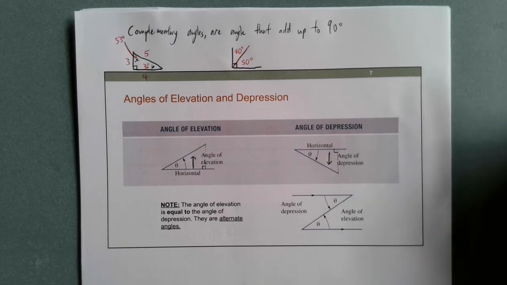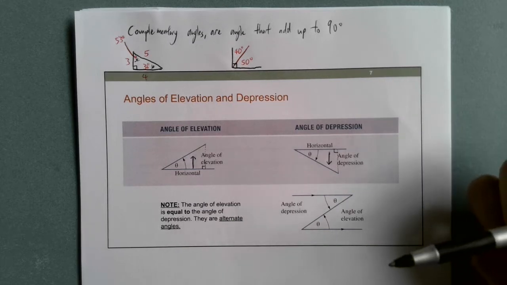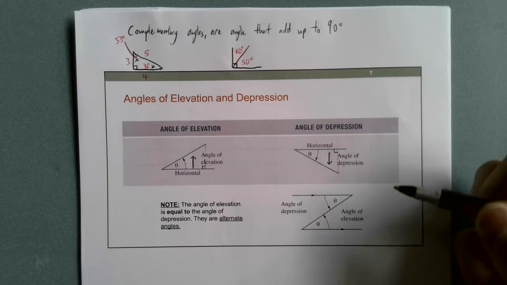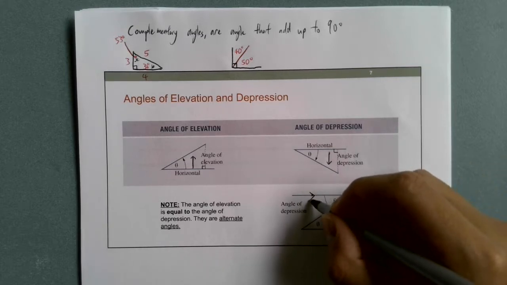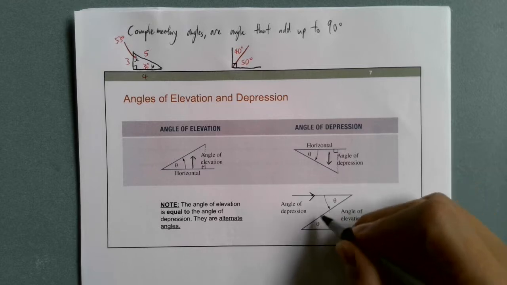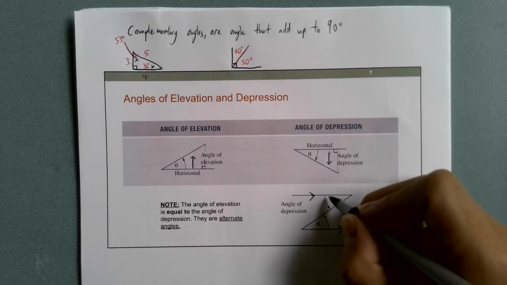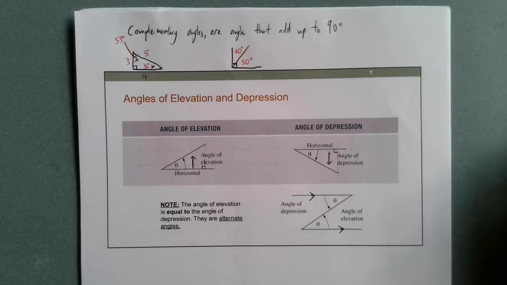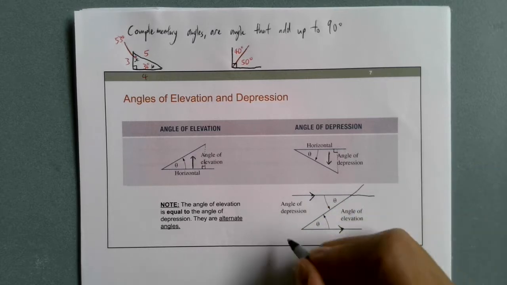So the angle of elevation is equal to the angle of depression, and this is called an alternate angle. So if you remember your lines when you've got parallel lines, alternate means every second one. So this angle is equal to this angle just because of how they fit on parallel lines.